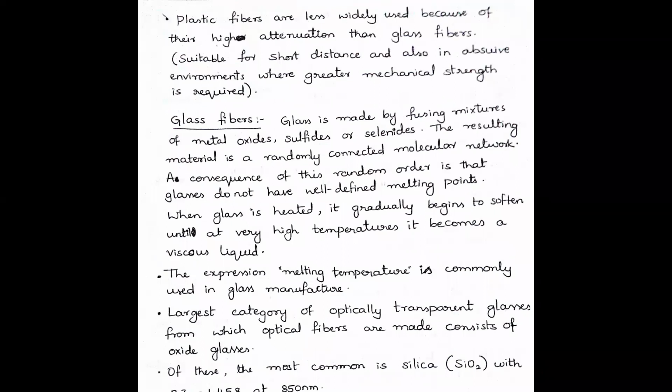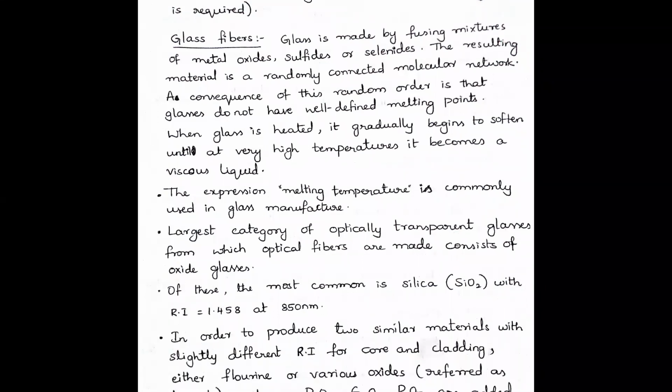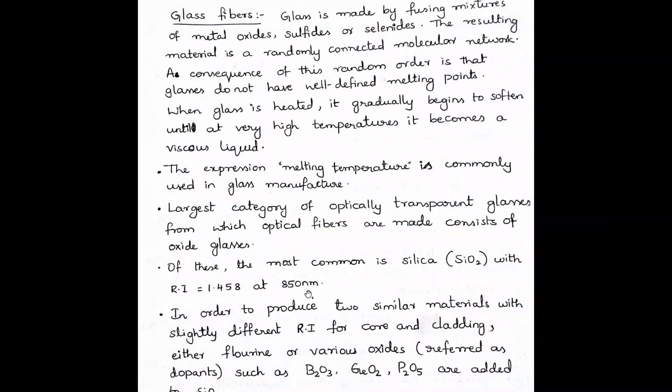First I'll be introducing what is glass fiber. Glass fiber is basically constructed or fabricated using silicon dioxide as a raw material. So glass is made up of a fusing mixture of metal oxides, sulfides, or selenites. So that is how glass material is being manufactured, making use of silicon dioxide, which is abundantly available. So we are going to use that as a raw material in order to fabricate glass fibers.